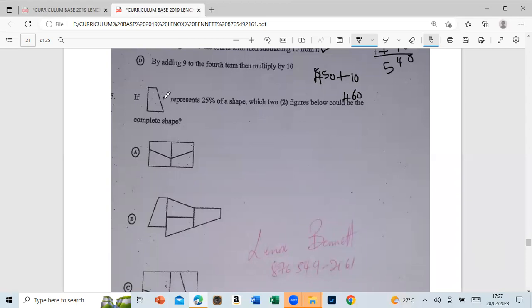It says if this represents 25% of a shape, which two figures below could be the complete shape? So 25% is like a quarter. I would say this is one, and these look to be the same size. Let's see if you have a better option.